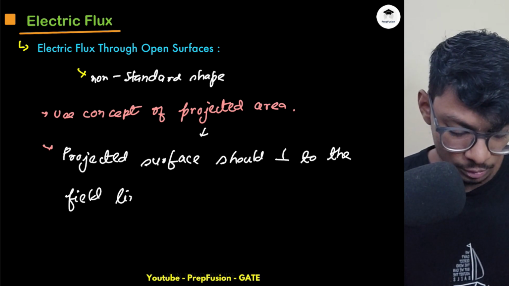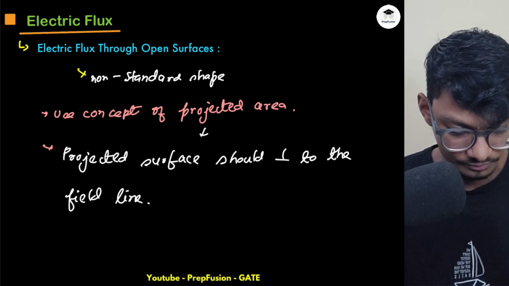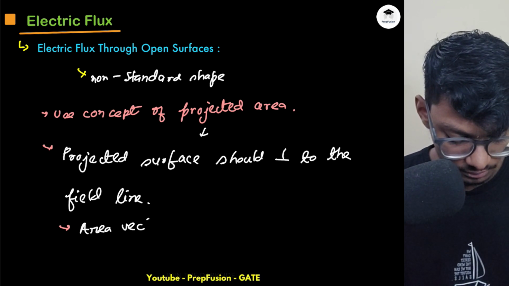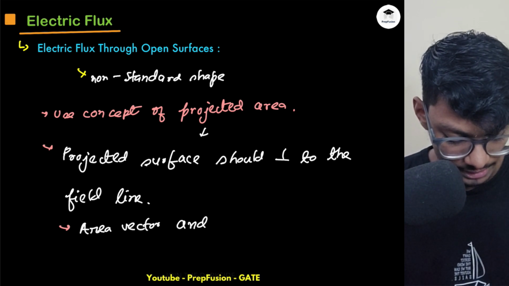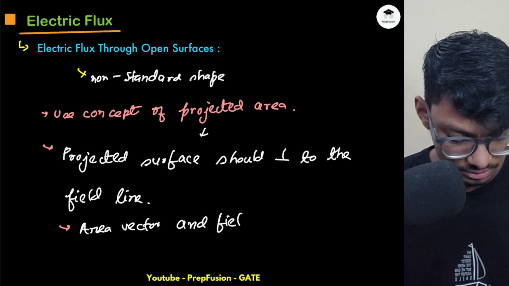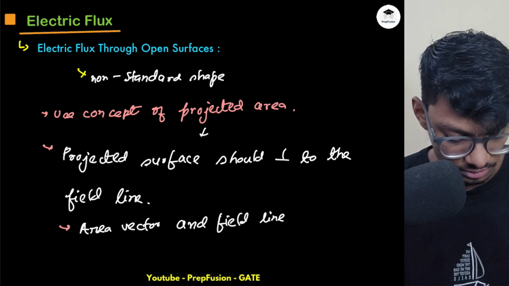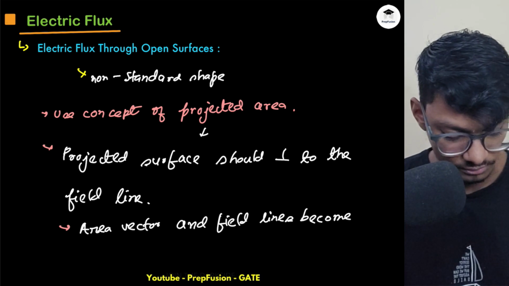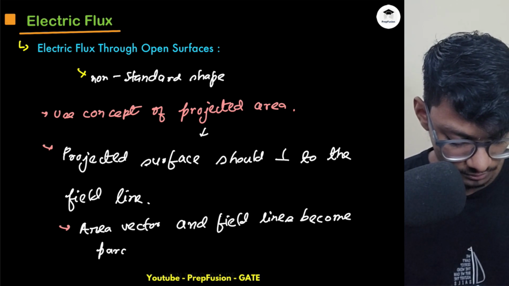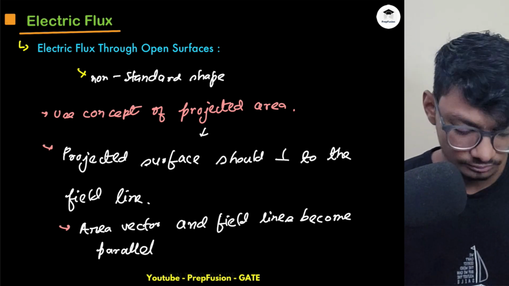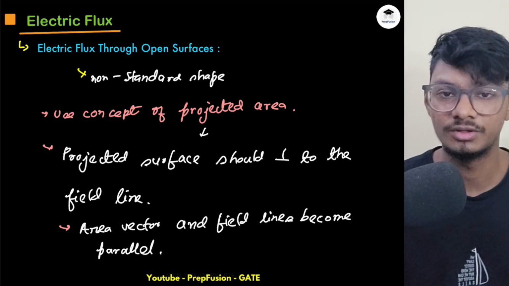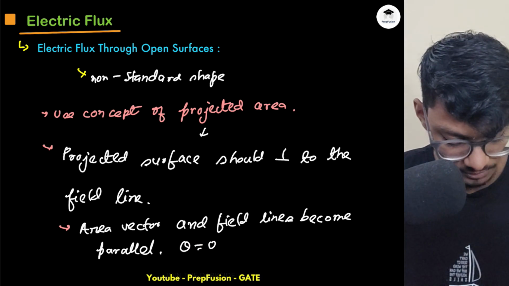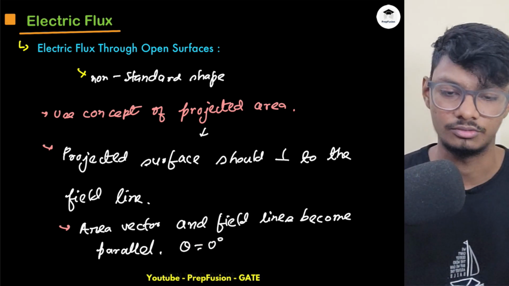Now if they are perpendicular to the field lines, the area vector and field lines simply become parallel, and if they become parallel, then theta becomes 0, computation becomes simple. Okay, computation becomes simpler. Okay, that's why we do this.